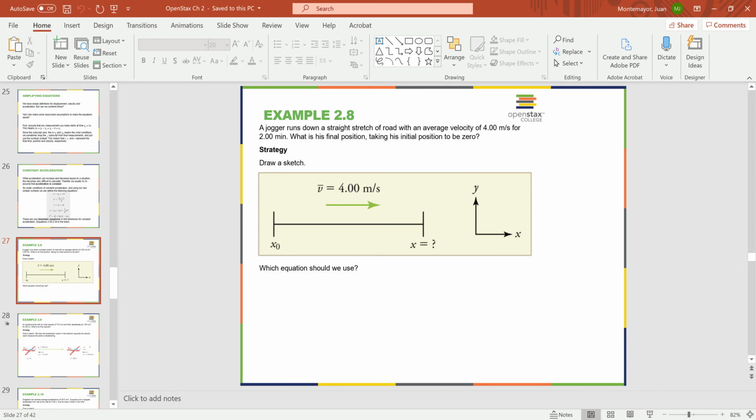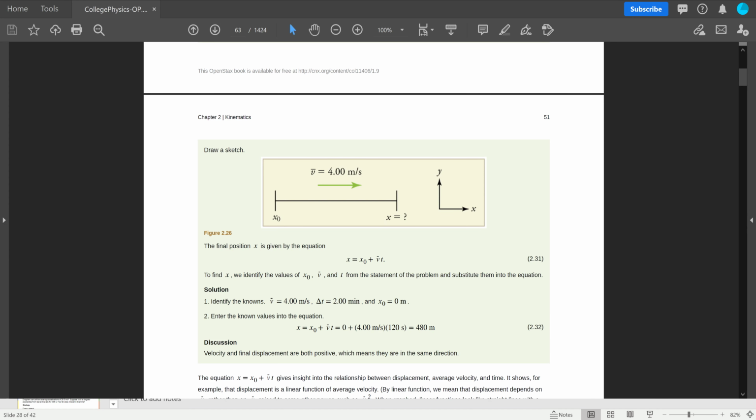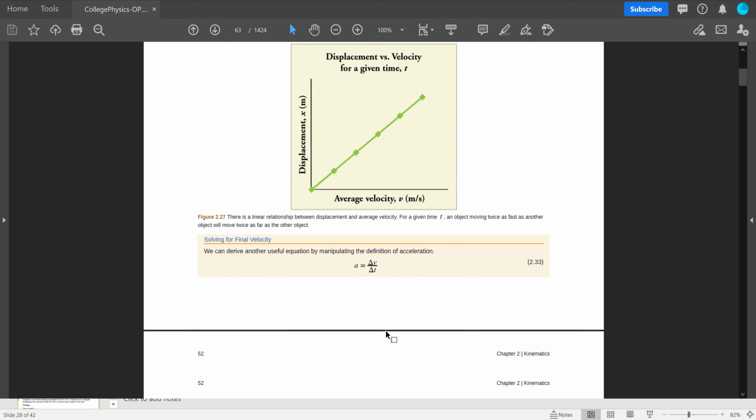So for this next example, we have an airplane that lands with an initial velocity of 70 meters per second and then decelerates at 1.5 meters per second squared for about 40 seconds. What is the final velocity? Okay, so kind of the same situation like we just did, but now we're talking about acceleration and velocity here.